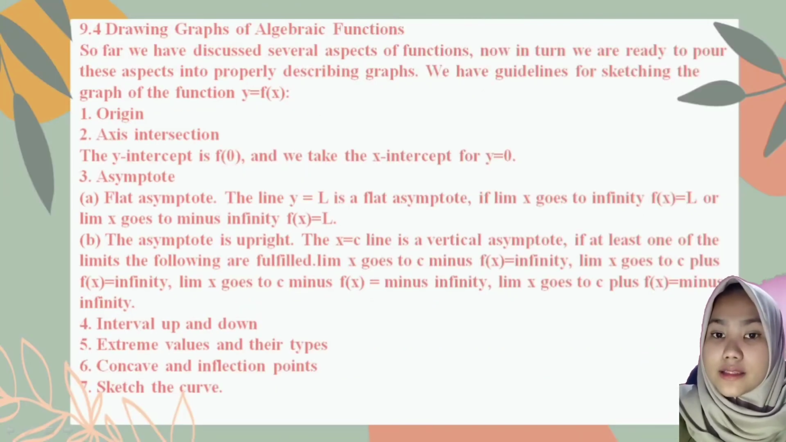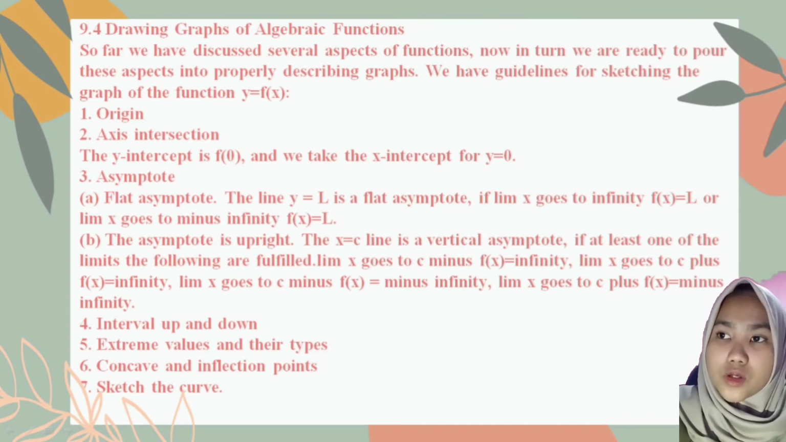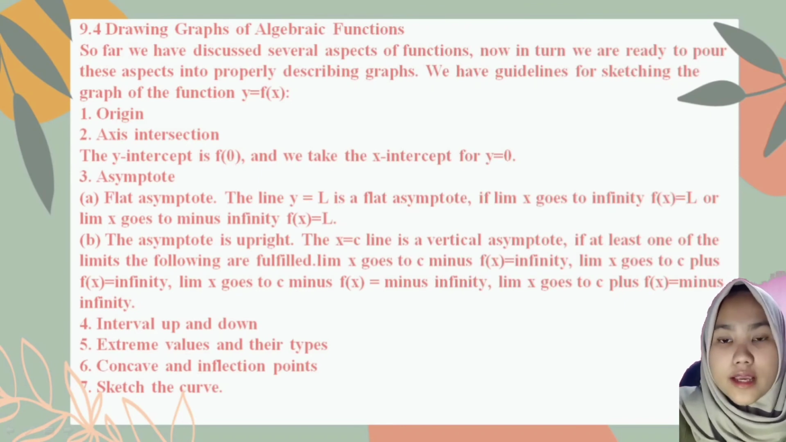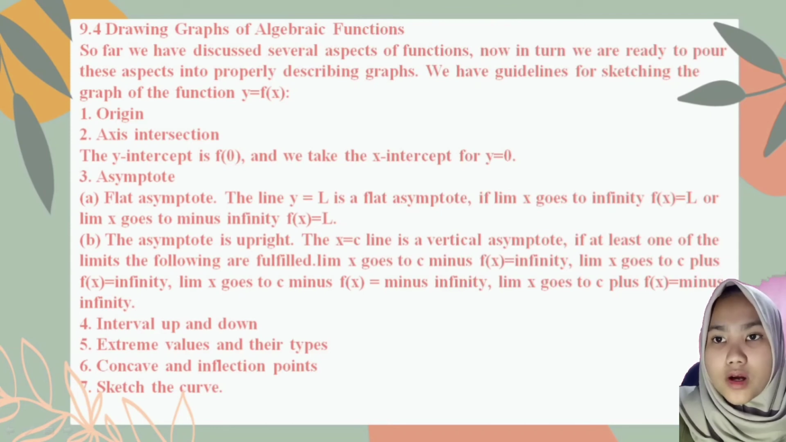Okay, let's go to 9.4. Drawing graphs of algebraic functions. So far we have discussed several aspects of functions. Now we are ready to put these aspects together into properly describing a graph. We have guidelines for sketching the graph of the function y is equal to f(x). 1. Domain. 2. Axis intersection.